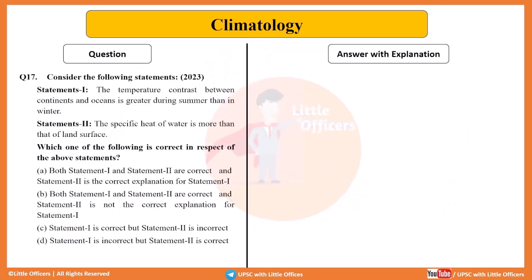Then again 2023. Statement 1: the temperature contrast between continents and oceans is greater during the summer than in winter. See, this is related to differential heating of the continents and oceans. Since the specific heat, what is the meaning of specific heat? The amount of energy required to increase the temperature by 1 degree. So this is called specific heat.